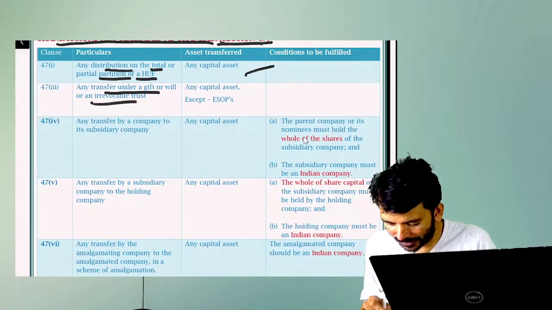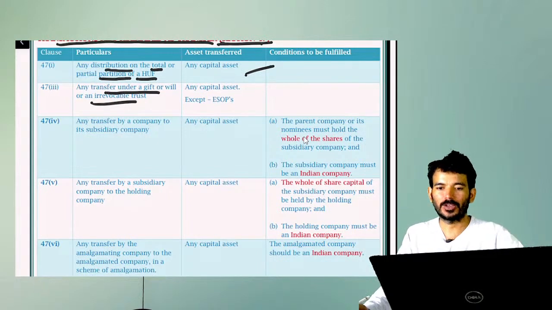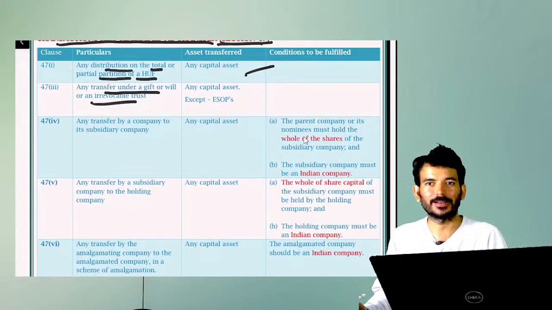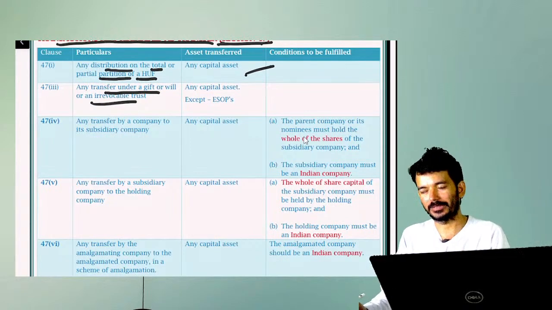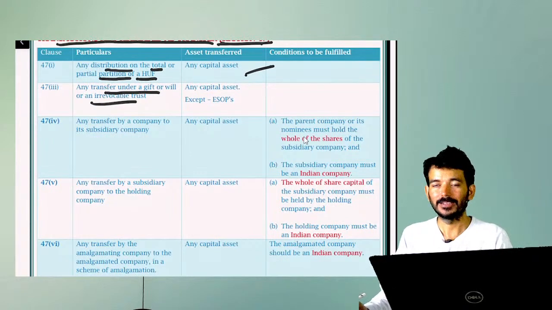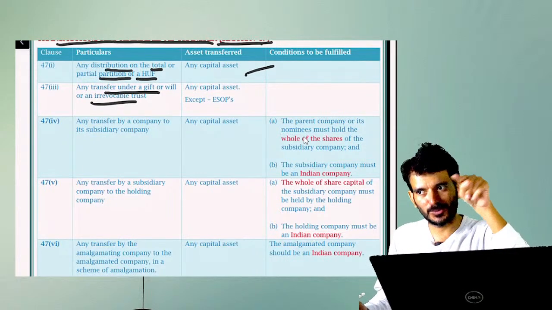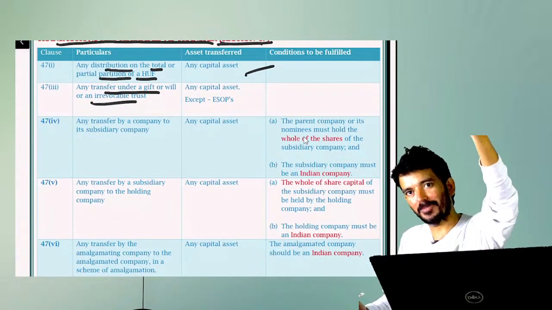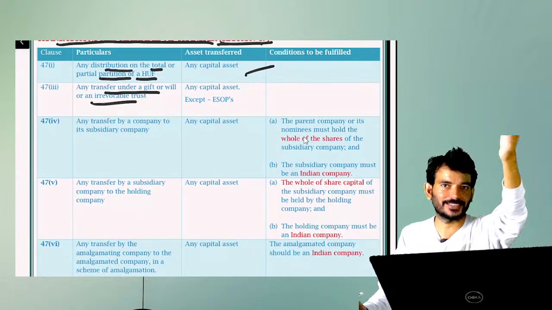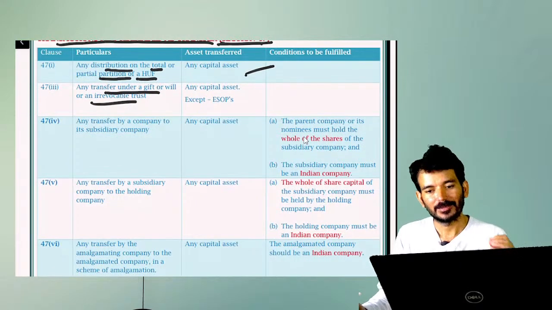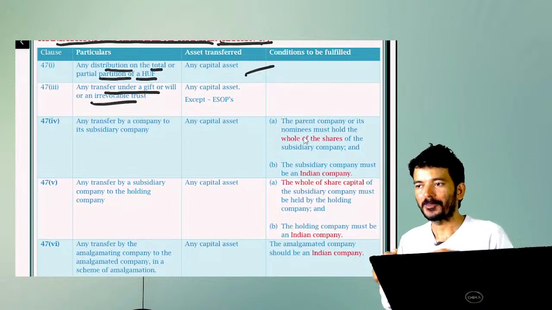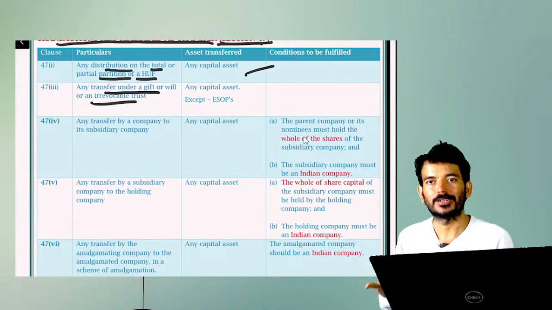Transfer under a gift or a will or irrevocable trust. So I'm giving you a gift. Why should I pay capital gain tax? There's no sale price, no sale consideration. I will not be paying tax. But don't escape from this. Under section 56, the recipient, if the value is more than 50,000, will pay tax under income from other sources. But in the capital gain chapter, if it is a gift or a will or irrevocable trust, no transfer.